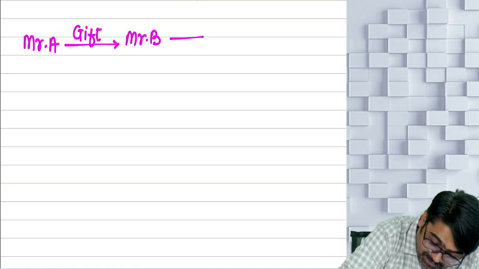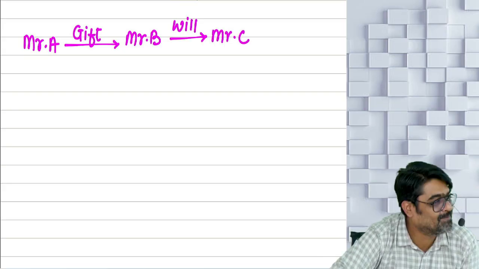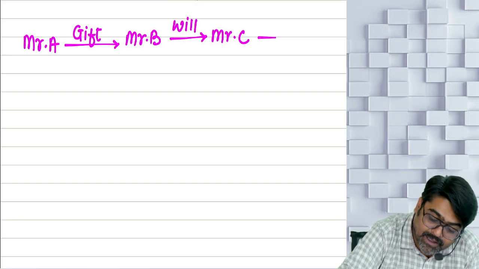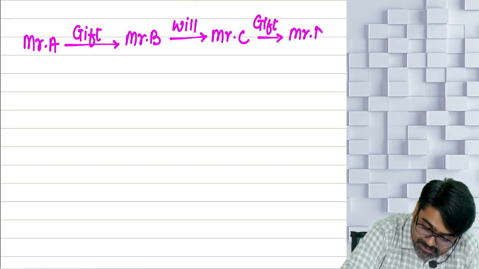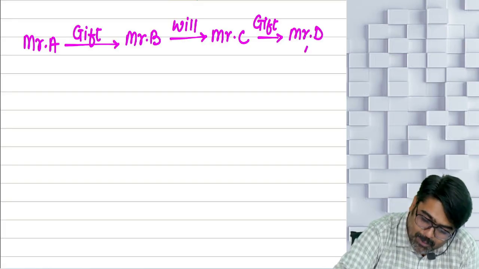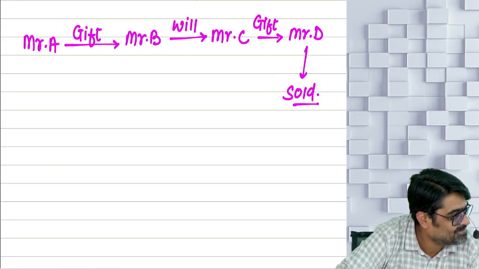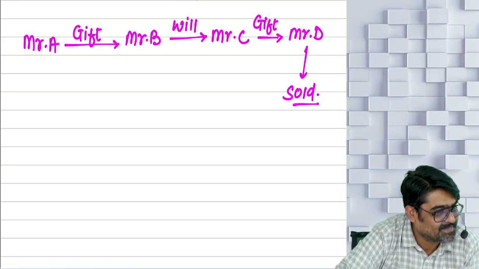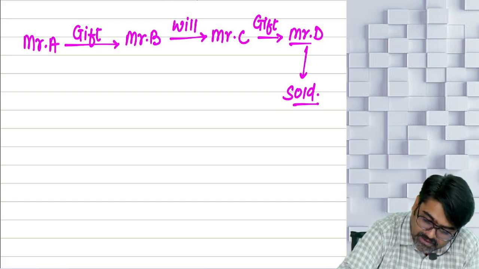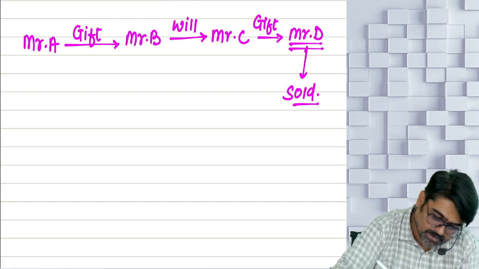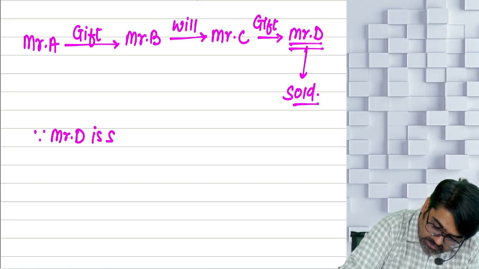B is further giving the asset by way of will to Mr. C. And Mr. C is also giving the asset as a gift to Mr. D. And now D is selling the asset. Who is the assessee selling the asset? So for Mr. D, the capital gain will be calculated.